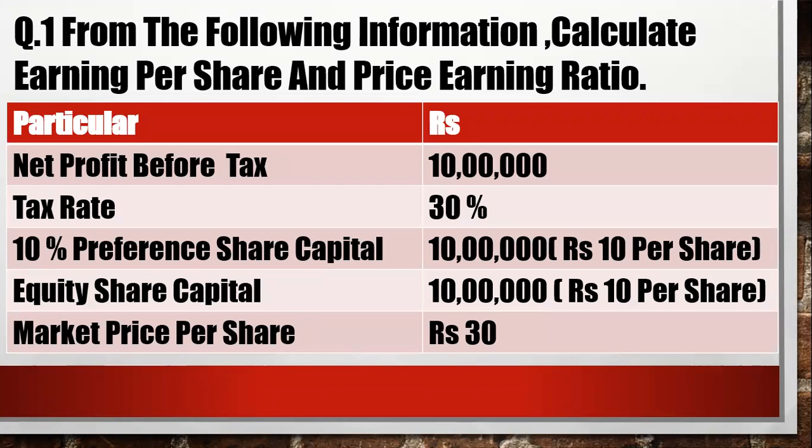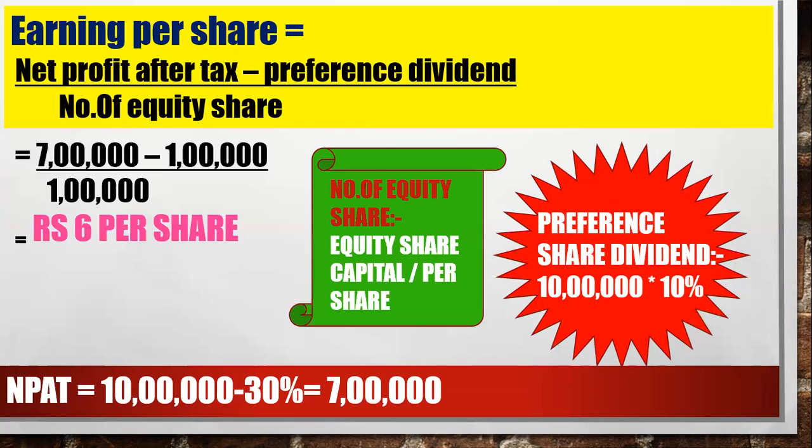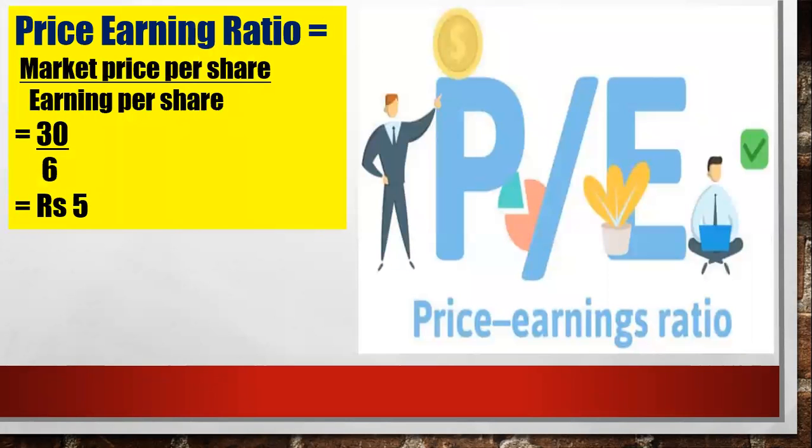And you can see in the question they have given you the market price per share, in the last line. How much? 30. So as per market, you will get 30 per share. So you just have to calculate market price upon EPS, that is 30 divided by 6. Clear everyone? So this was the price earning ratio. You will get 5. Clear everyone? So we have seen the two formulas today, that is earning per share and price earning ratio. Both of these were the market value ratios.